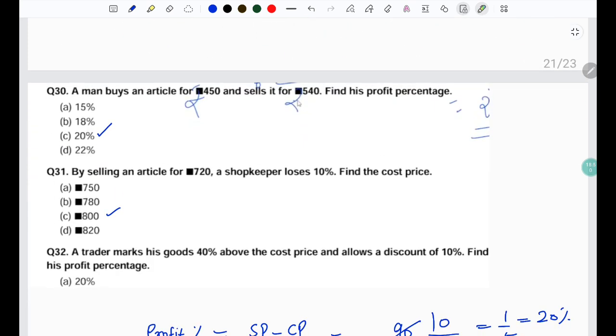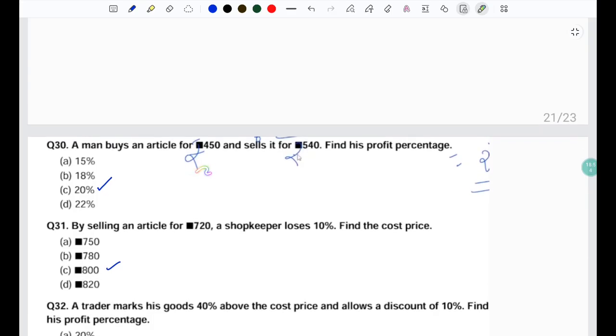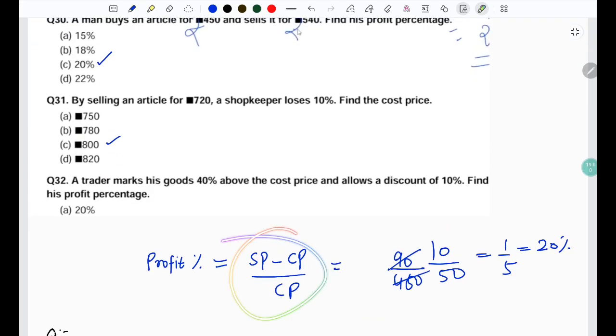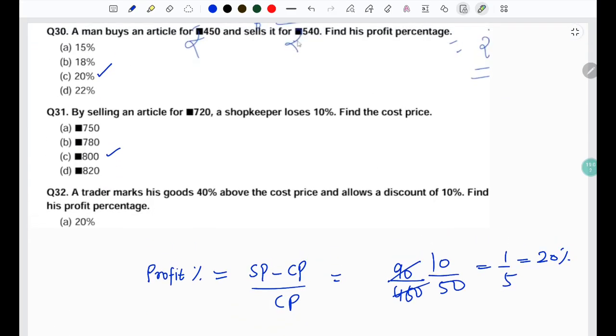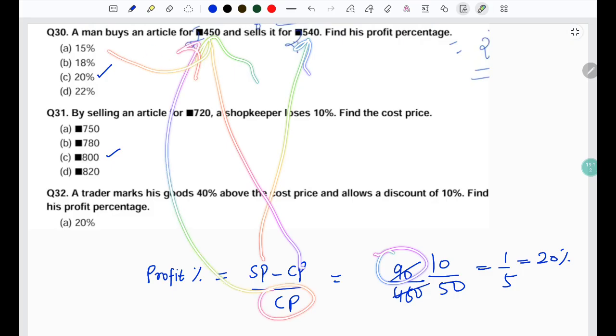Let's see the profit and loss questions. First one is: if a man buys an article for 450 and sells it for 540, what is his profit percentage? Profit percentage is simply SP minus CP over CP. Subtracting the cost price 450 from the selling price 540 gives me 90. The cost price is 450, because he bought this article for 450. Therefore 90 over 450 is 1 by 5, which is 20%.